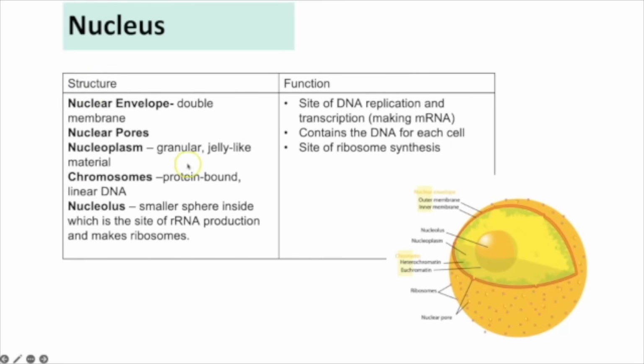The key structures are that you have a nuclear envelope, which is this double membrane layer, and the holes that we can see within it are the nuclear pores, and that is what the mRNA can pass out of after transcription. There's also nuclear plasm, which is a granular jelly-like material in the middle. The chromosomes are found inside of the nucleus, and these are protein bound, so wrapped around histone proteins, and they are linear. Lastly, we have the nucleolus, which is this smaller sphere inside of the nucleus, which is the site of RNA production, and it makes ribosomes.